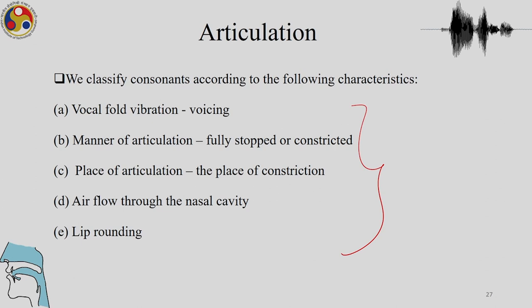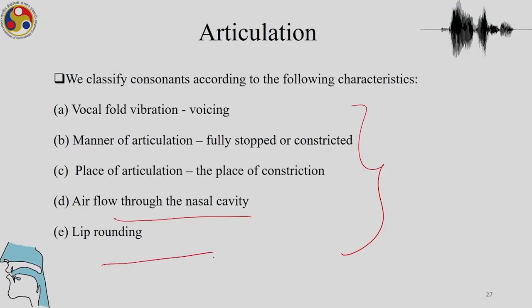So we classify consonants according to the following characteristics: vocal fold vibration, which gives you voicing differences, and then manner of articulation, where you have the occlusion or what kind of constriction that you have in the production of consonants. And the place of articulation is, of course, the place where the occlusion or the constriction happens inside the mouth. And also other aspects like airflow through the nasal cavity, lip rounding, etc., which gives a particular shade to the different sounds that we're producing. And all these aspects are a part of articulation.